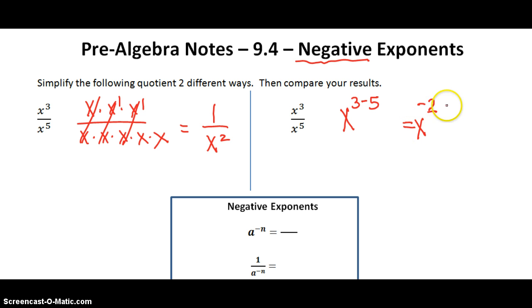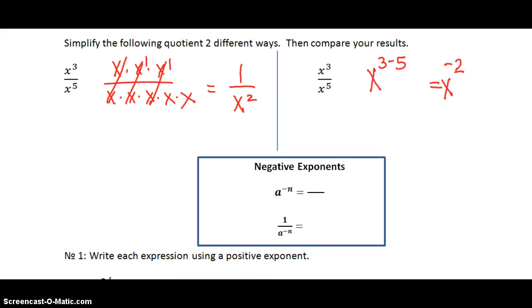Now that's weird. You realize that we're not used to having a negative exponent, and you are correct. So what I want you to realize is that 1 over x squared is the same thing as x to the negative 2. You know we're right because we did it the long way.